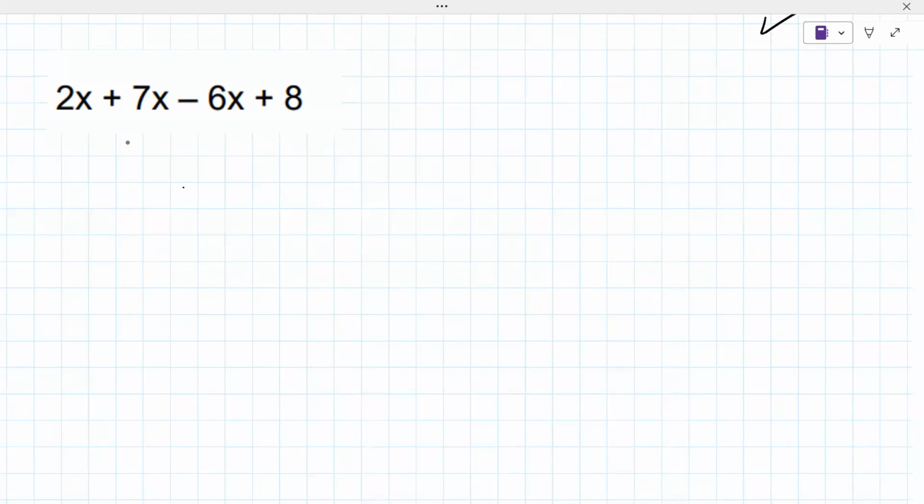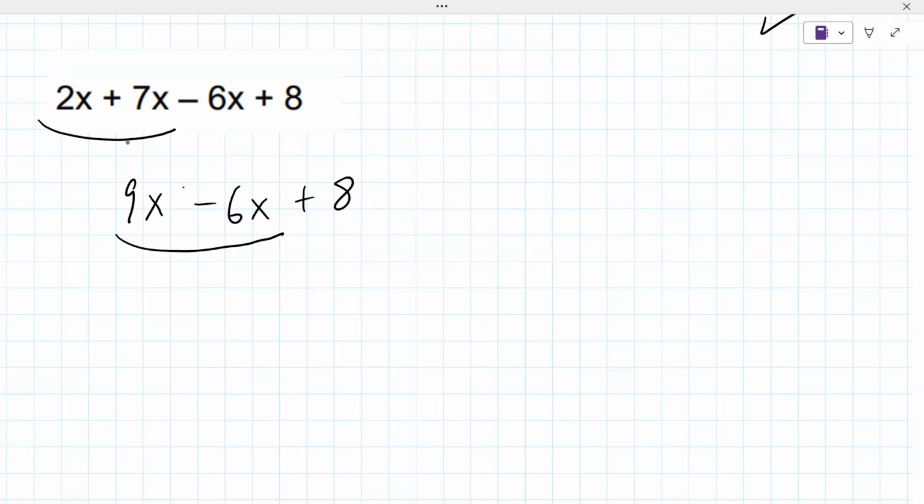So we're going to talk about this. These two right here, 2x plus 7x is 9x, 9x minus 6x plus 8. So these two right here, what would that be? Oops, wait, I added on accident. Sorry, I didn't mean to say 13. I meant to say positive 3x plus 8.